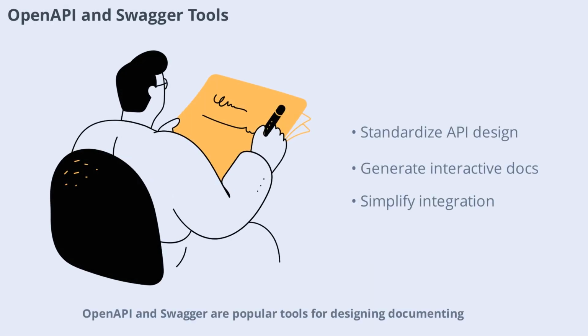OpenAPI and Swagger are popular tools for designing, documenting, and testing APIs. They allow you to define your API structure in a standardized format and generate interactive documentation. Using these tools streamlines development and makes it easier for others to integrate with your data science solution.